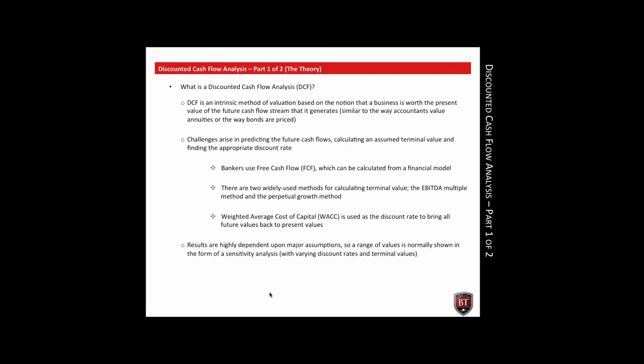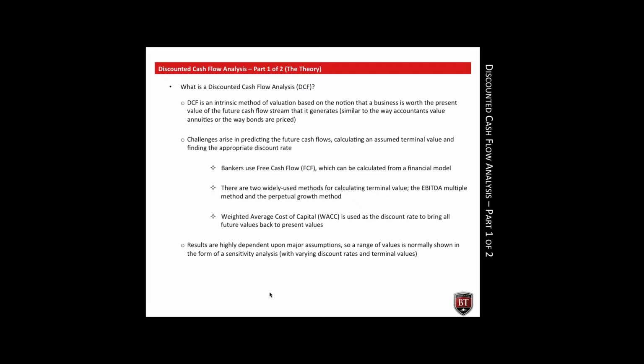Bankers use a metric called free cash flow, or FCF, which we can find from our financial model. There are two widely used methods for calculating terminal value, the EBITDA multiple method and the perpetual growth method. We're going to discuss those in a few moments. Weighted average cost of capital, or WACC, is used as the discount rate to bring all future values back to the present.